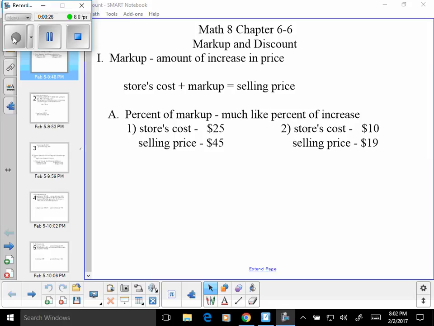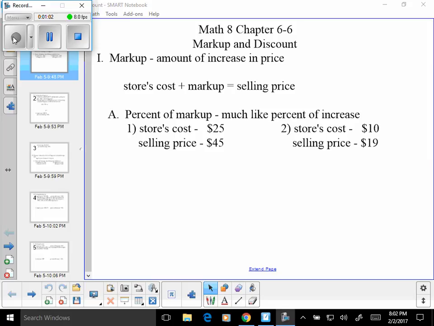Now, a markup really refers to the amount of increase in the price. A store is going to buy an item at a lower price than what they sell it. Otherwise, of course, there's not going to be a profit. Now, the store has a cost. That's how much they have to pay. Then they add on a markup. That's the amount of increase that they're going to give to the price. That will equal the selling price that you end up paying.